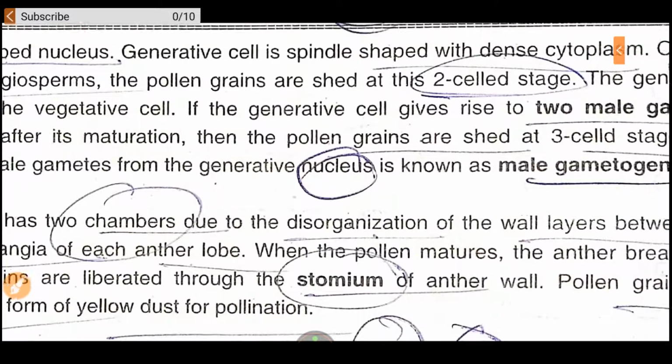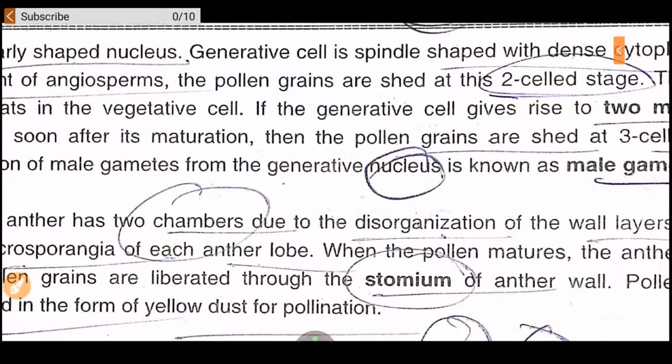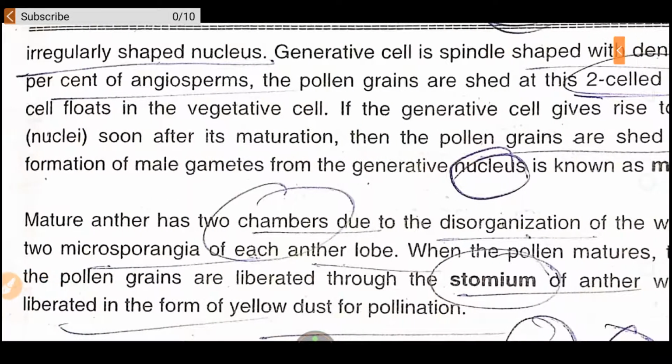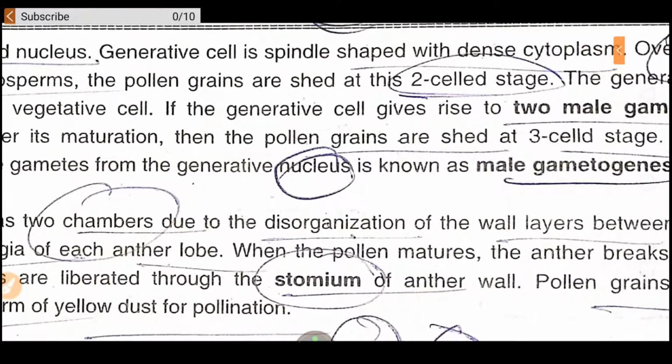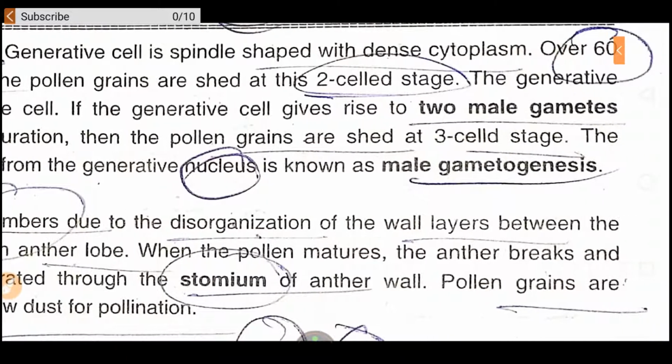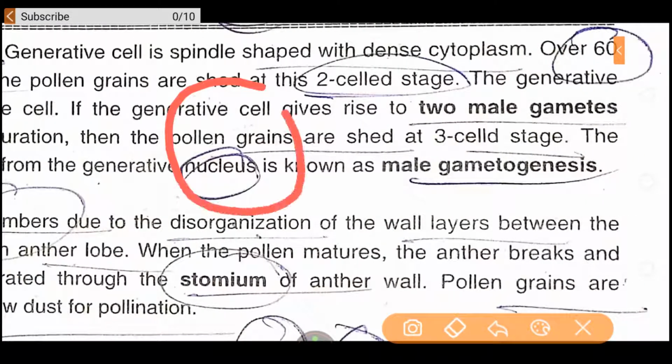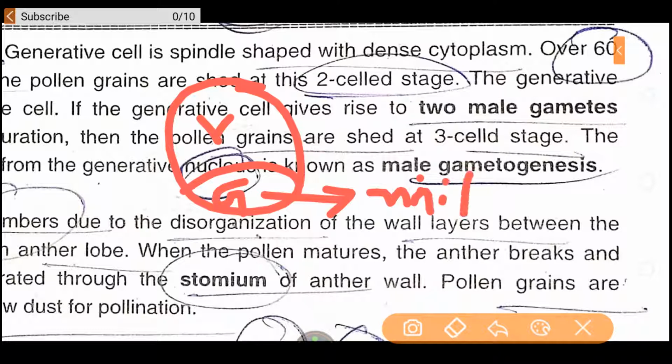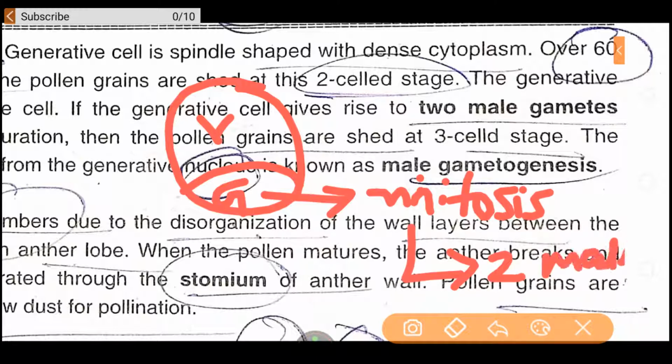If the generative cell gives rise to two male gametes soon after its maturation, then the pollen grains are shed at the three-celled stage. So out of these two cells, vegetative cell and generative cell, this generative cell is going to undergo one mitosis to form two male gametes.